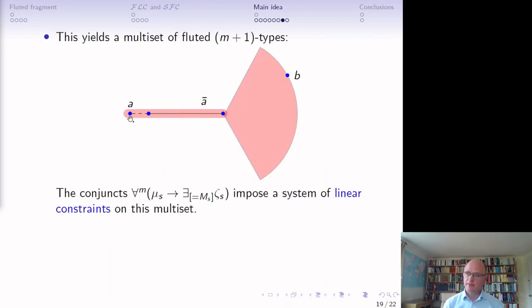Here we have a bar, so that's an m tuple, and we have various witnesses as required by the counting quantifiers. If you take any of these m+1 tuples, a bar b, that will have a fluted m+1 type. And therefore, the tuple a bar determines a multiset of fluted m+1 types, as required by the counting quantifiers. And what the counting quantifiers do is to impose a system of linear constraints on that multiset. More precisely, the counting quantifiers impose a system of linear constraints on the multiplicities with which every fluted m+1 type may appear in this multiset.